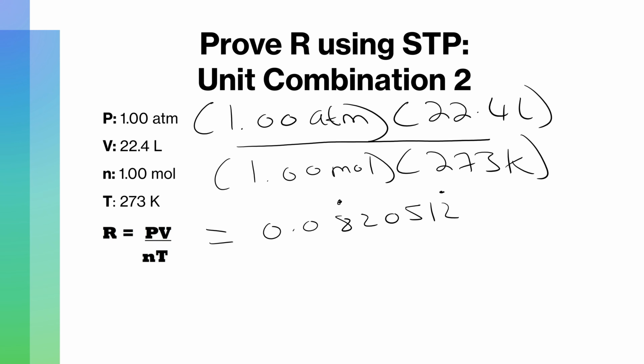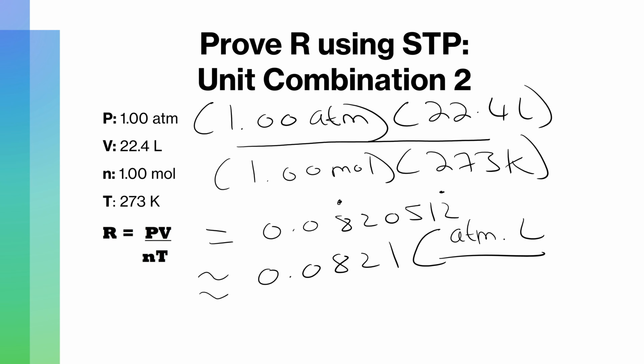5 or more, we round up. Less than 5, we round down. So in this case, we have a three significant figure value for R of 0.0821. And because this is the second unit combination, we're going to be given our units using our conversion factor fraction. So that's atm times L as a numerator, and then as a denominator, we have moles times K, for Kelvin, for the temperature.